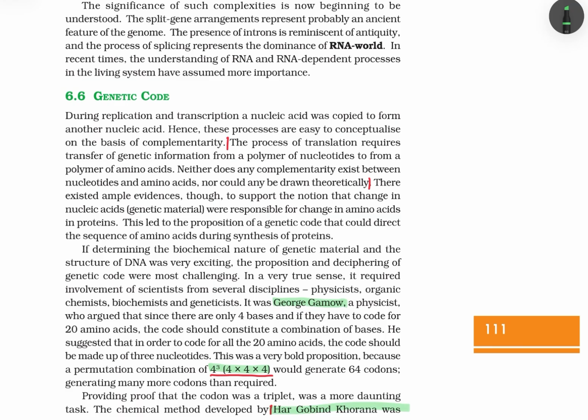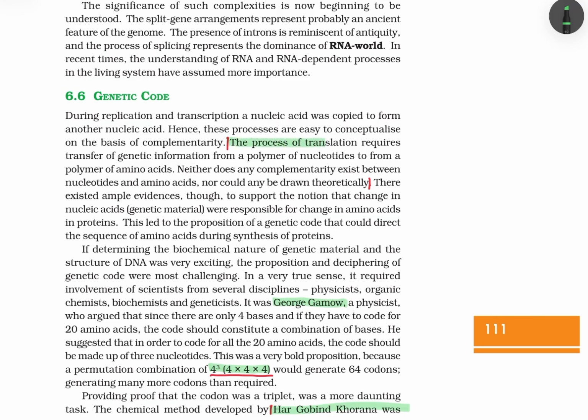In this video, we are going to continue the discussion of hidden lines of NCERT from the chapter Molecular Basis of Inheritance. Today's topic is genetic code. There is a line in this genetic code topic.